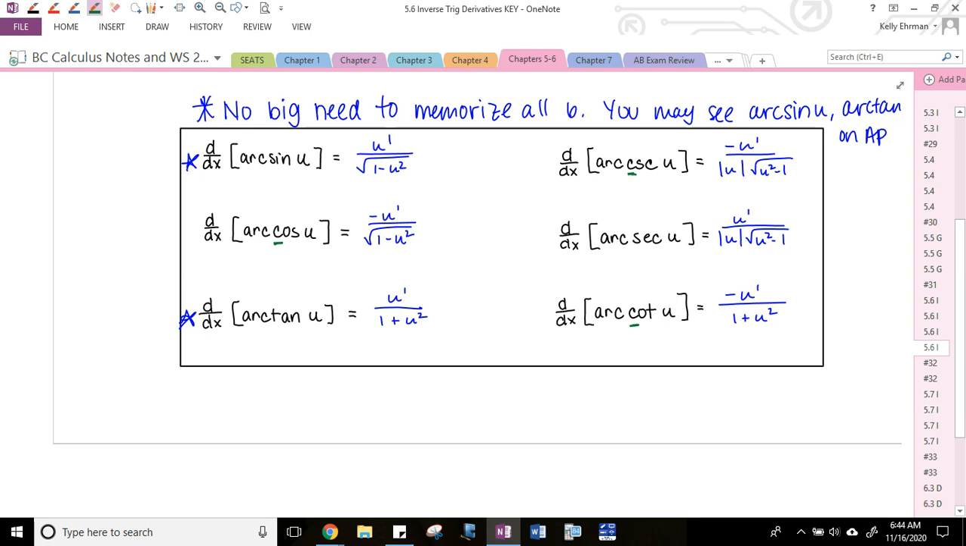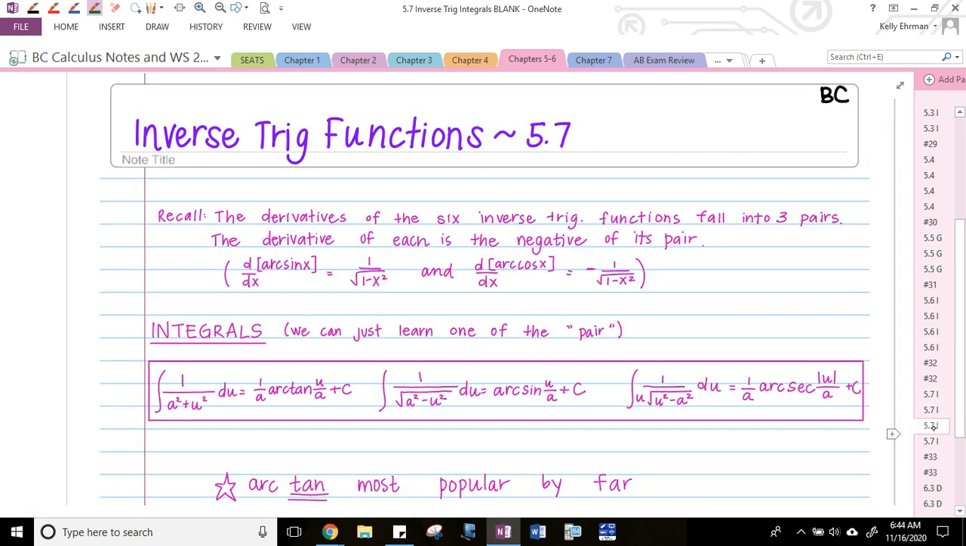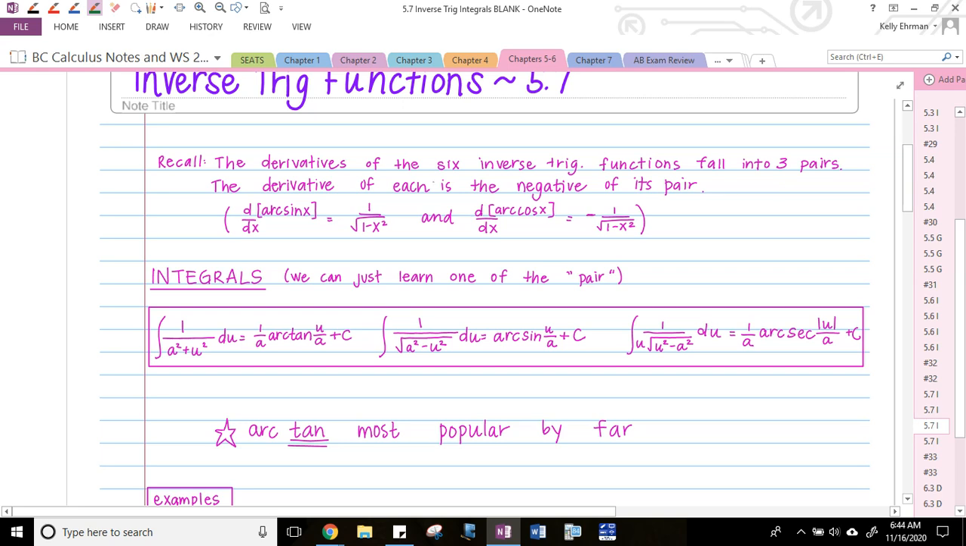So remember, we don't really need to memorize all 6. The most common are arc sine and arc tangent, although it is handy to know at least that they come in pairs. Okay, so back to our notes. So they fall into 3 pairs, and again, we have the negative partners like arc sine and arc cosine. Arc sine of x instead of u is just 1, because that would be u prime, over square root of a squared minus x squared, or 1 minus x squared. And arc cosine is negative, that same derivative.